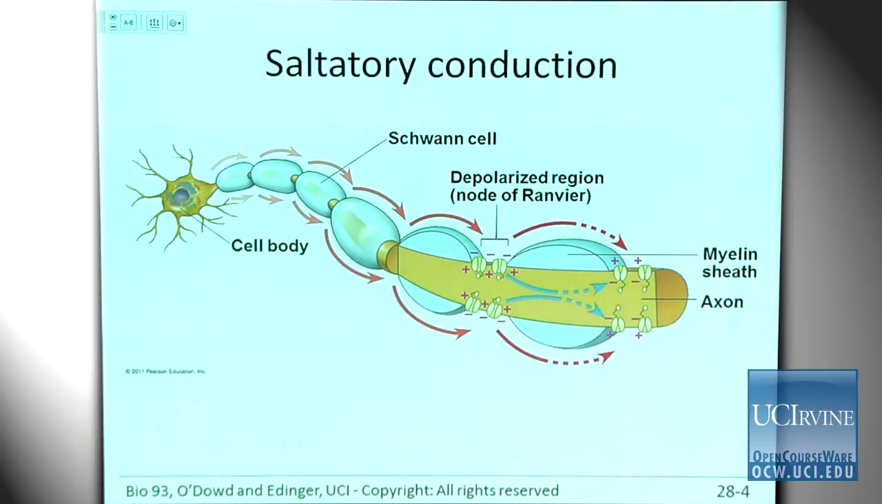So here's another picture of that blown up. These are the Schwann cells here, or oligodendrocytes in the central nervous system. Here's one of those nodes. You can see the voltage-gated sodium channels are clustered in the node and not present in the part that's coated with myelin. The sodium potassium ATPase is here as well.